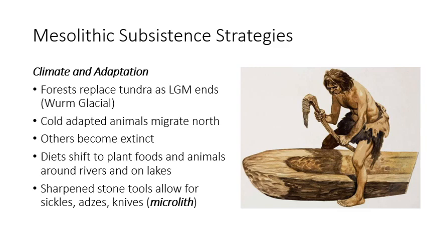As for tools, we start to see those microblade technologies, the microliths or the bladelets that I've been talking about in the Mesolithic. So we see sharpened stone tools, and that allows for people to develop sickles, something that can be used to process or gather these new grains. The adze, as pointed out, we see an image of that there, and also knives as well, the microlith. Let's move on to the next slide.